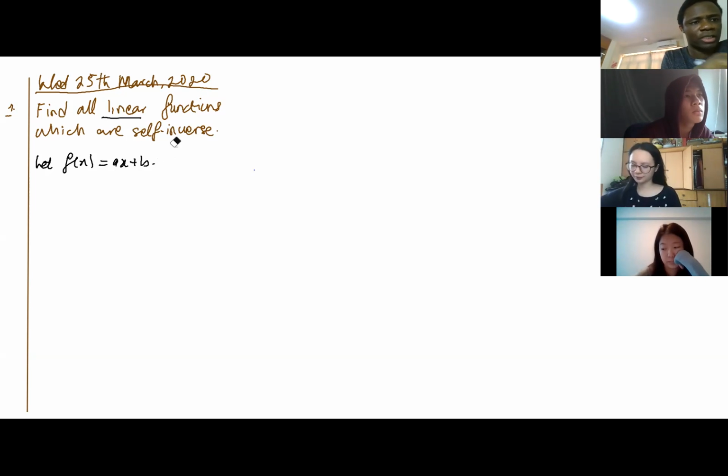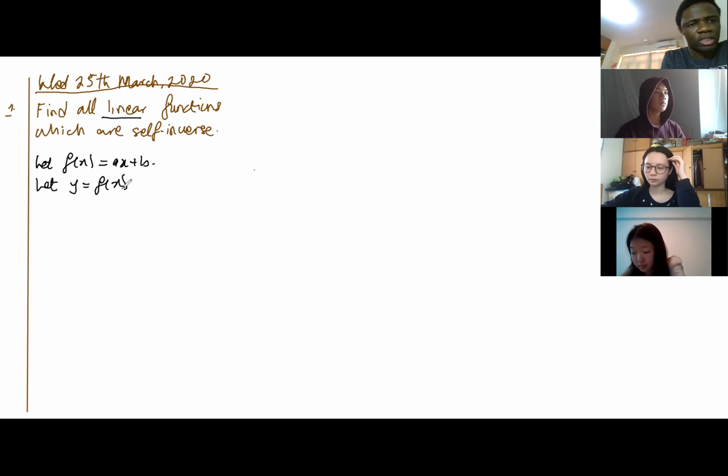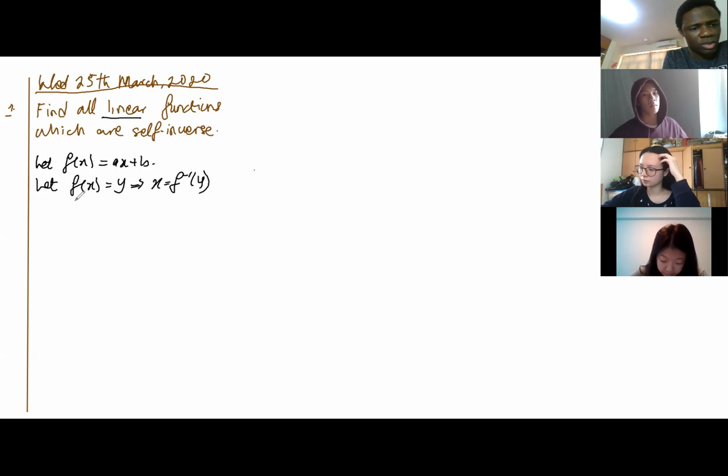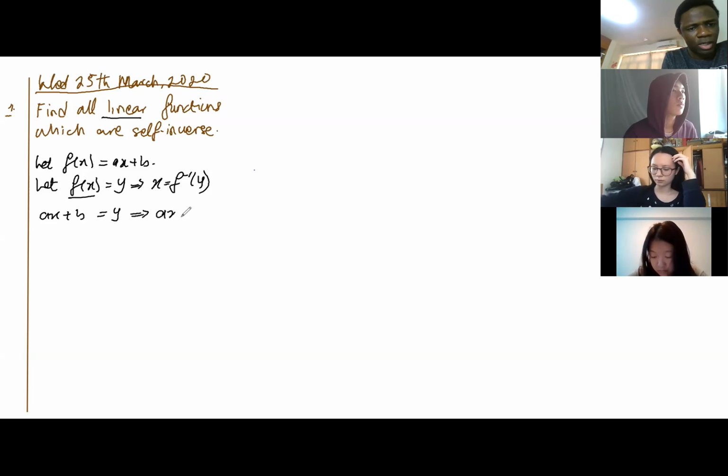Then let y be f(x), like we always do. If f(x) is y, we know that x will be f inverse of y. You remember this? From f(x) is y, it means ax plus b is equal to y, which implies that ax equals y minus b, which implies that x equals y minus b divided by a.